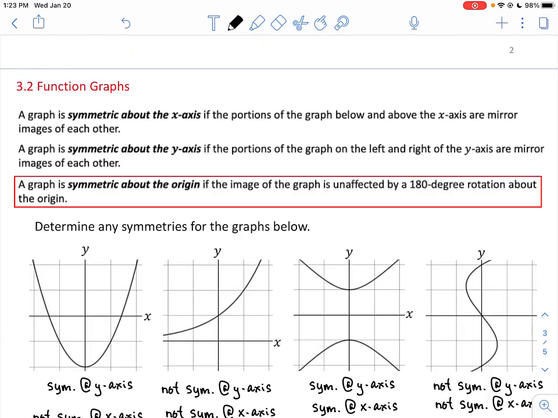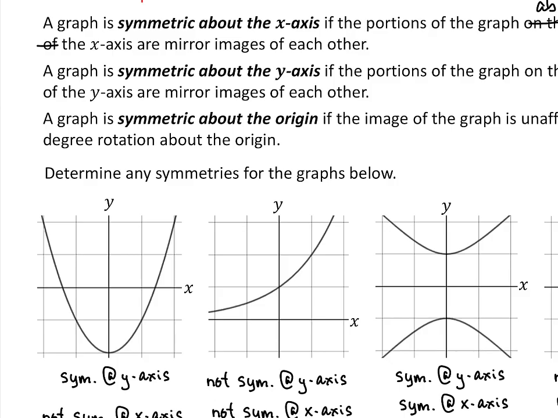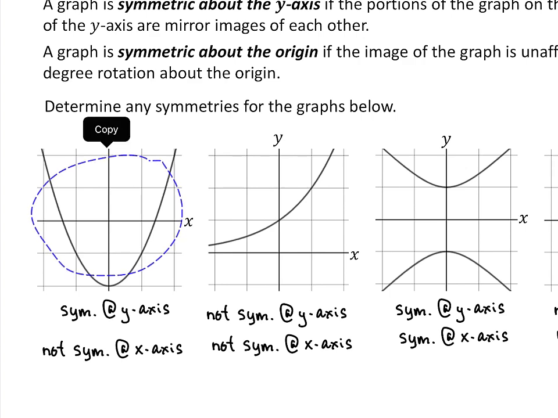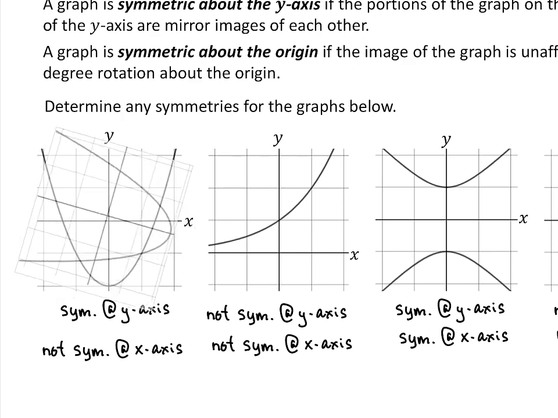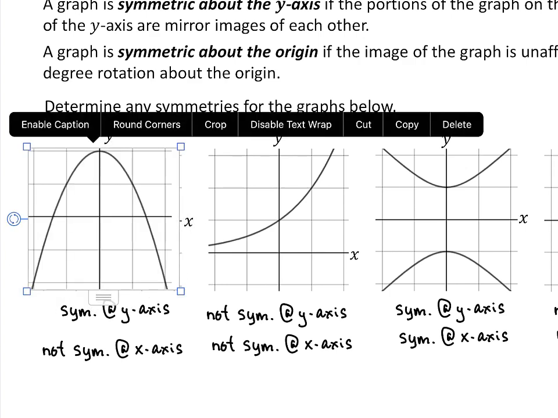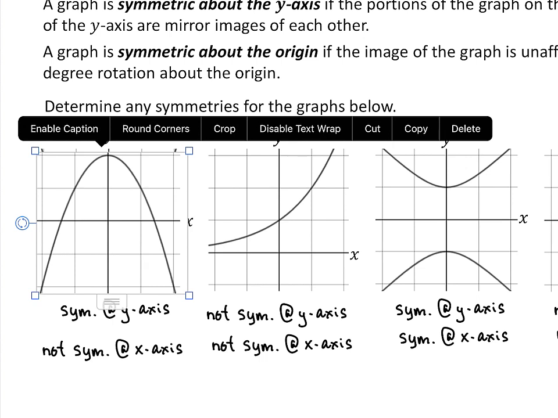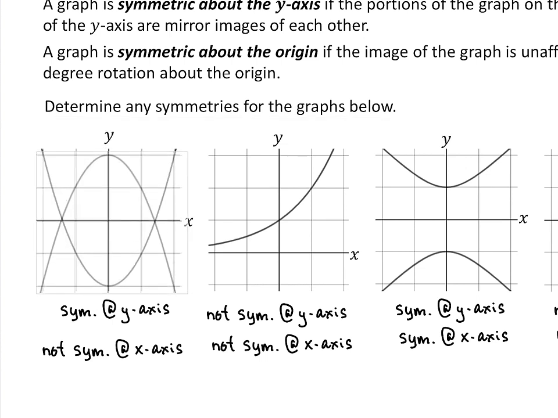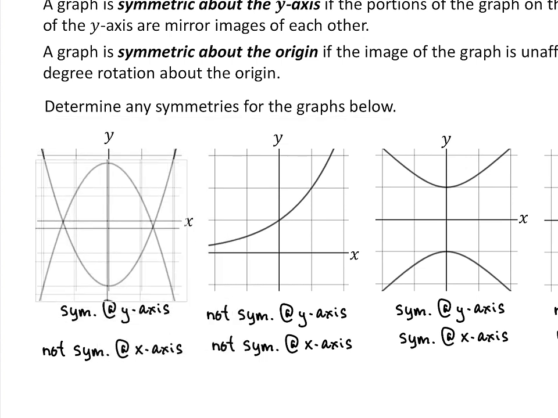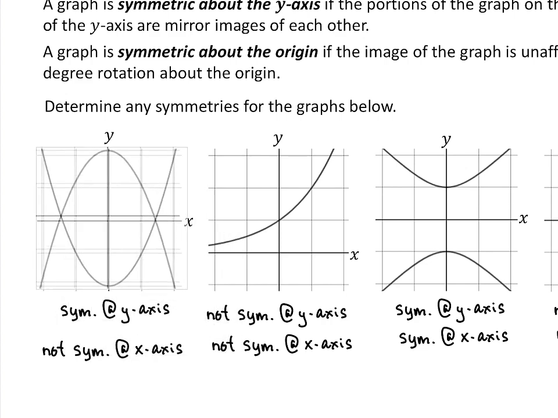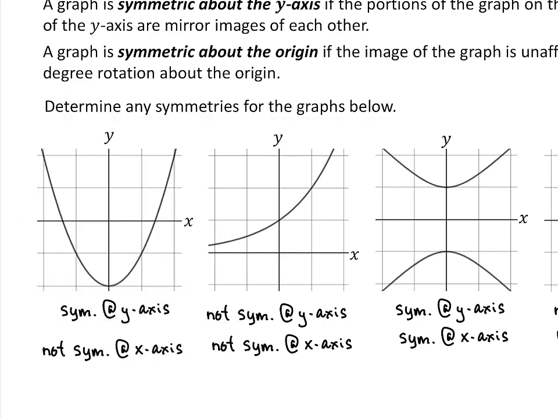A graph is symmetric about the origin if the image of the graph is unaffected by a 180-degree rotation about the origin. What that means is, if I were to copy this graph and then rotate it 180 degrees around the origin, so pivot it on the origin, it should look like that. The question is, if it winds up being the same image, and notice the rotated and this other image are not the same, then we do not have symmetry across the origin.